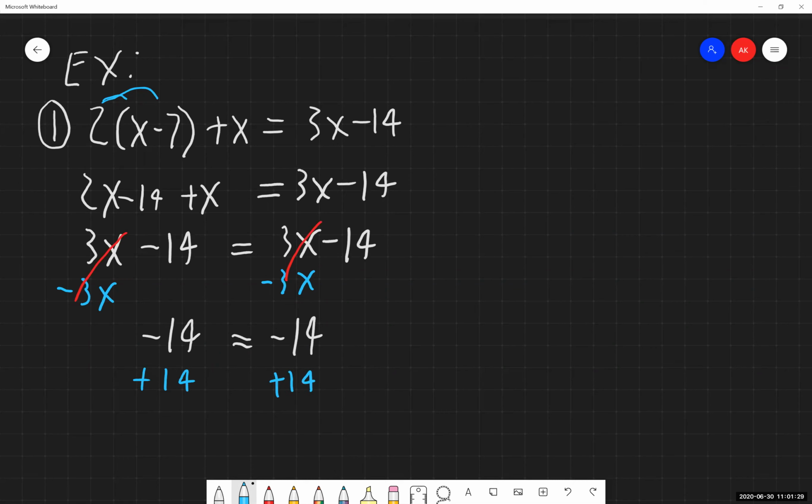And what happens when we do that? These things are going to cancel, and we find 0 is equal to 0. So again, kind of a weird solution that we have showing up here in that regard.